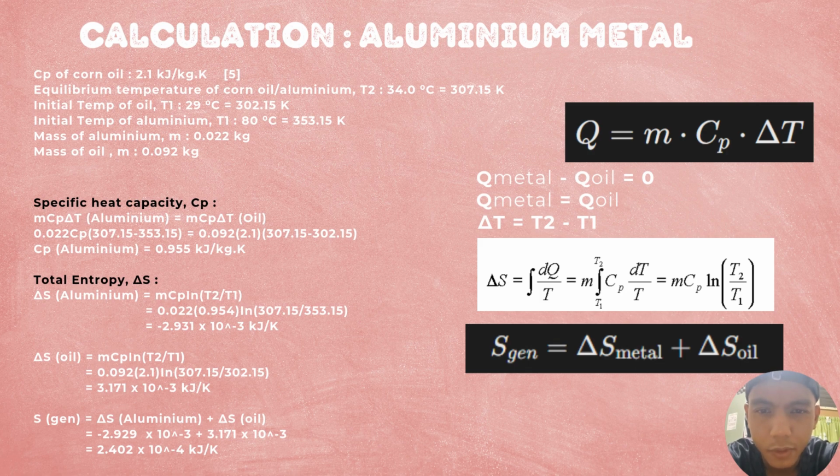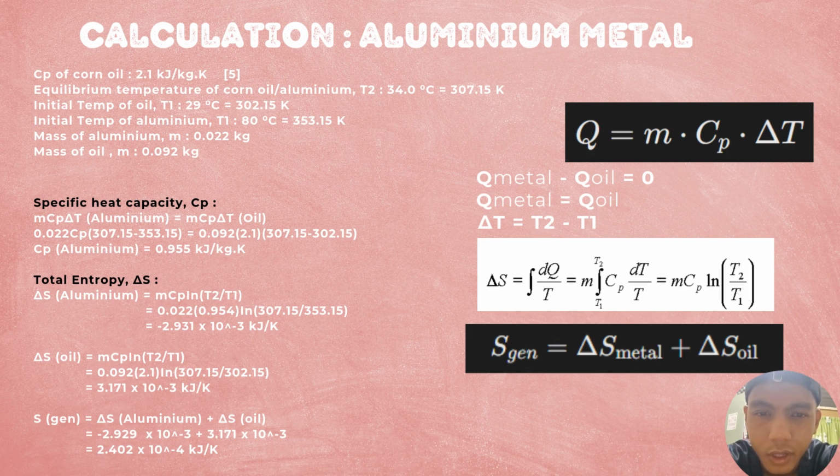This is the calculation for aluminum metal with the same method and steps. We can find the specific heat capacity, but just change the equilibrium temperature of corn oil and the mass of the aluminum. Lastly, we can find the Cp of aluminum is 0.955 kilojoule over kilogram Kelvin.